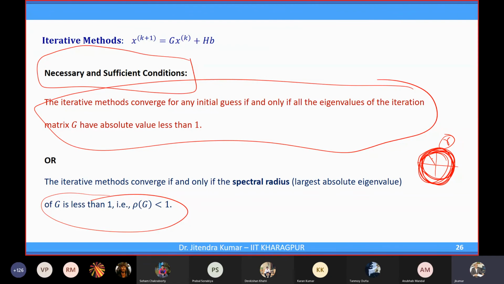There is also a sufficient condition, which I mentioned, if you remember: if the coefficient matrix is strictly diagonally dominant, then the method will converge. But we don't know what will happen if the coefficient matrix is not strictly diagonally dominant. The method may converge, it may not. So that is only one-sided. But this is necessary and sufficient, so both pieces of information are available here.